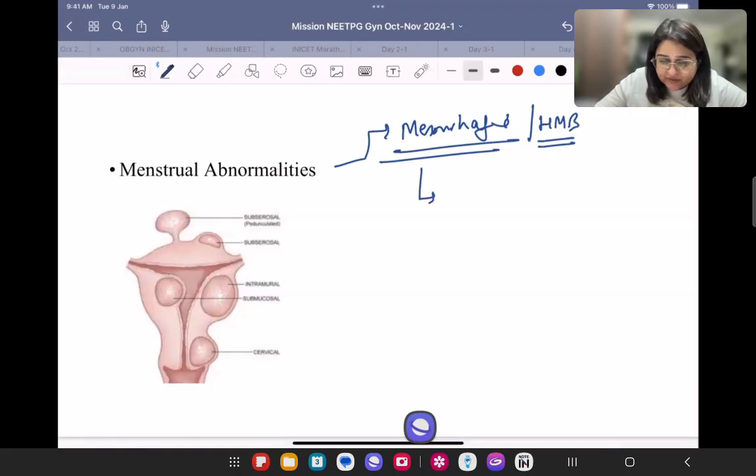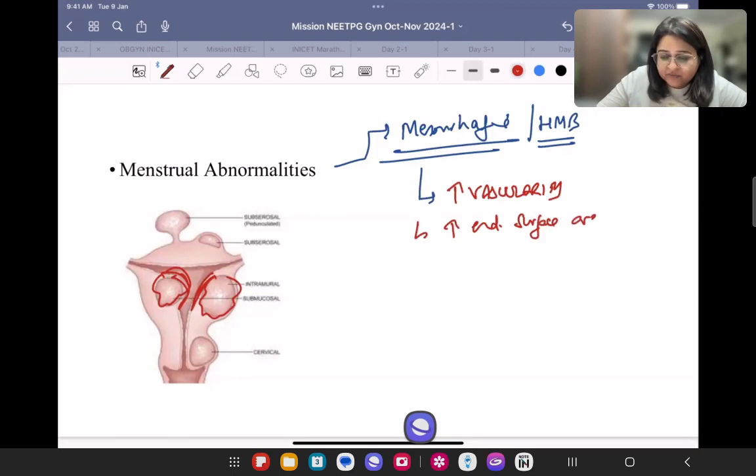Because these fibroids are very vascular and they have vascularity all around, there's increased vascularity of the uterus. Okay, and the endometrium also, you can see the endometrial surface area has increased. So if it's a fibroid distorting the cavity, it's going to have a higher endometrial surface area. So more endometrium gets shed off, so more bleeding.